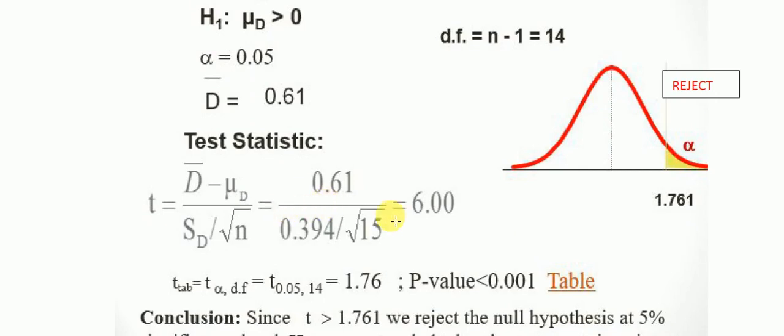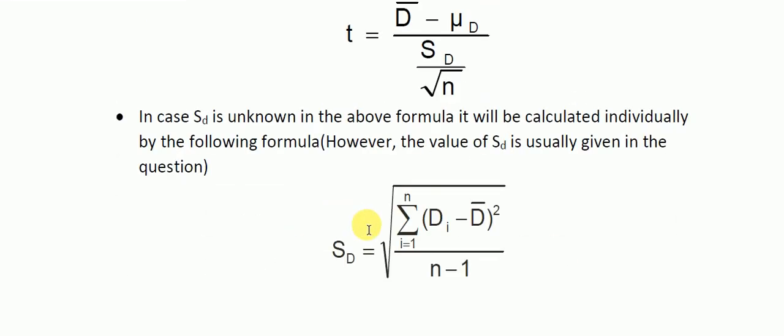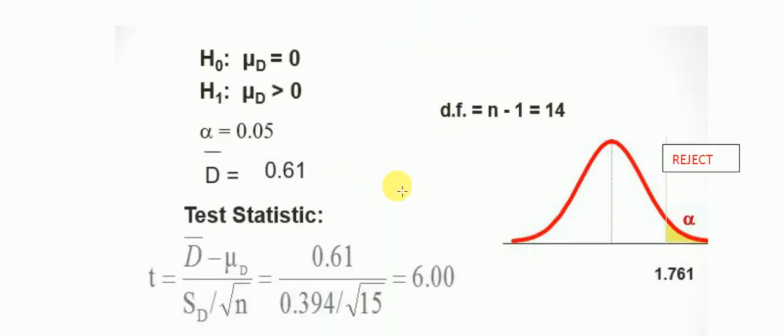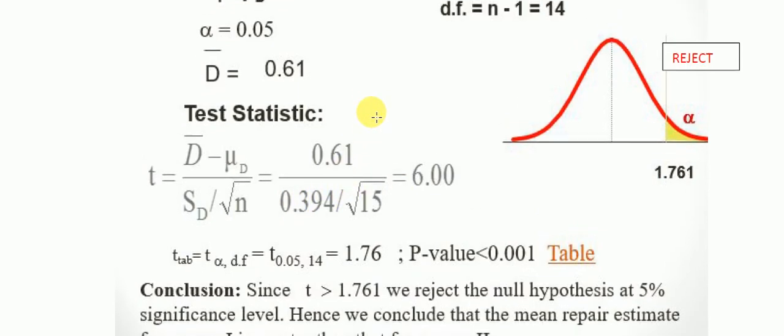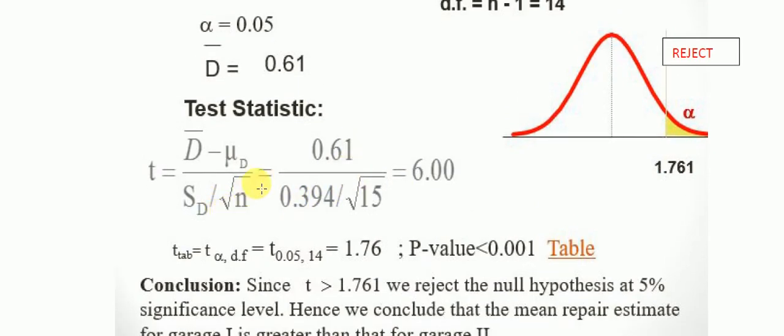So then we have to divide by SD. SD is normally given in the question, otherwise we'll have to use this formula to calculate it, but normally it will be given in the question. So 0.394 is the standard deviation for this pair, and then we have the number of pairs, nD. So nD is 15.